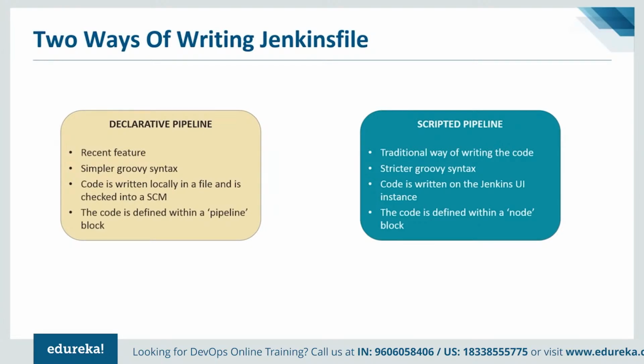Okay guys, here we need to understand that there are two ways of writing the Jenkinsfile. The first way is to write the code in a file and then store this file in your source control management system. The second way is to directly type out this file on the Jenkins user interface. I hope you understood the two ways of writing a Jenkinsfile. Another key difference is that the declarative pipeline code is defined within a pipeline block and the scripted pipeline code is defined within a node block. These two blocks will be discussed in the next slide.